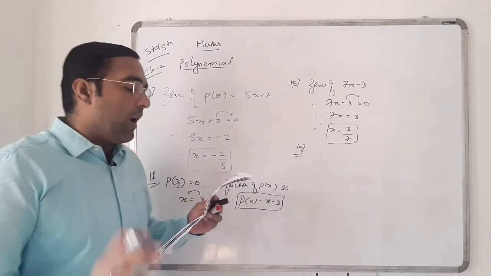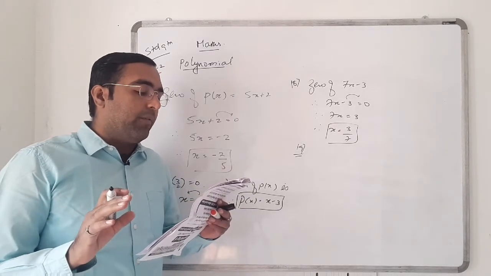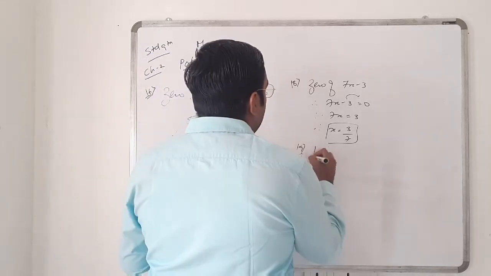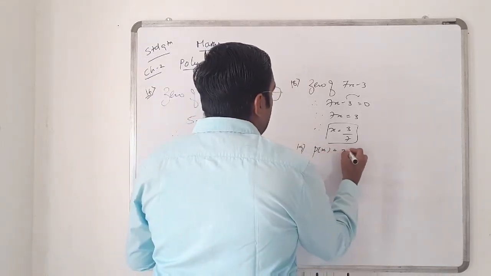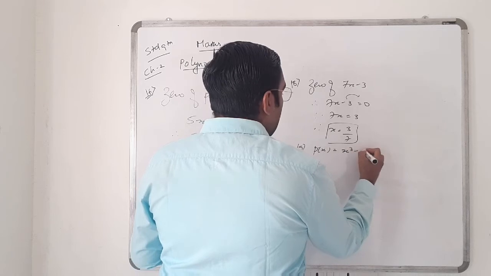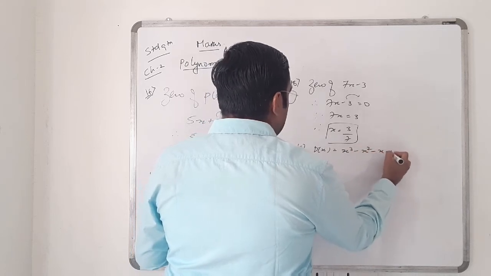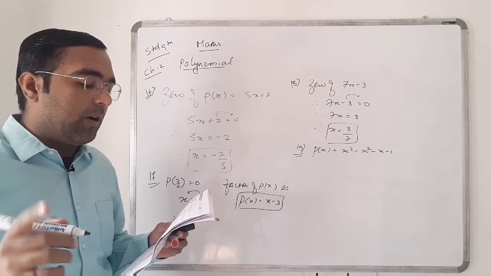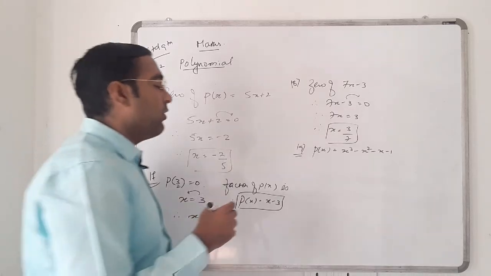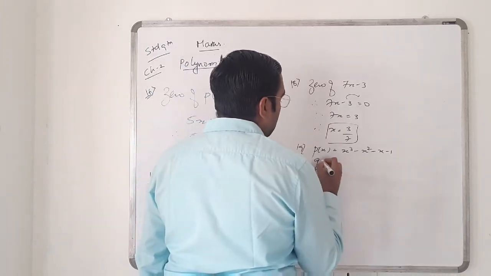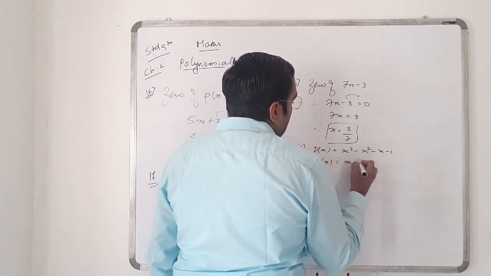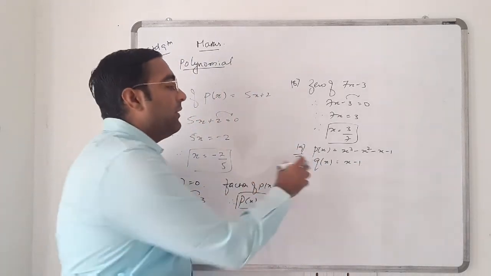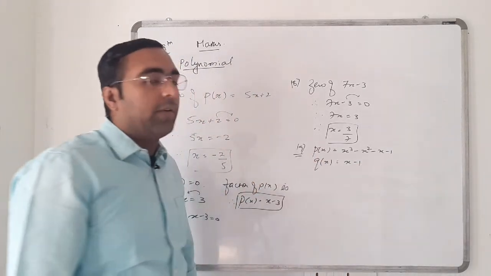Next one: how much is left? P of x is given as x cube minus x square minus x minus 1, divided through by x minus 1, a binomial. That means q of x is given as x minus 1. So we have to find how much is left if I divide p of x by this q of x.